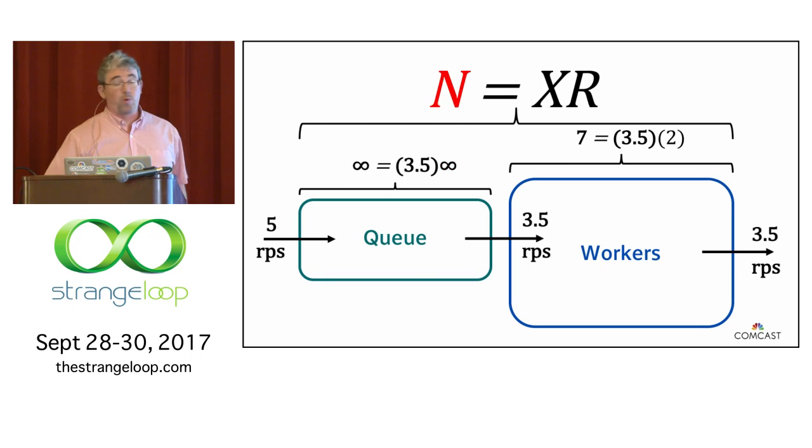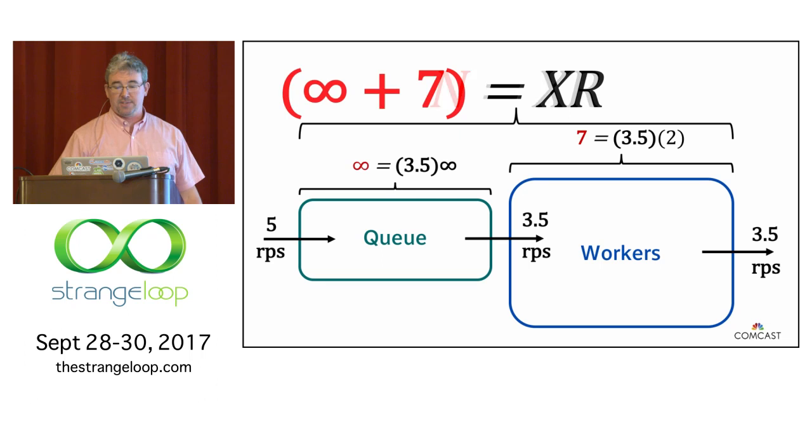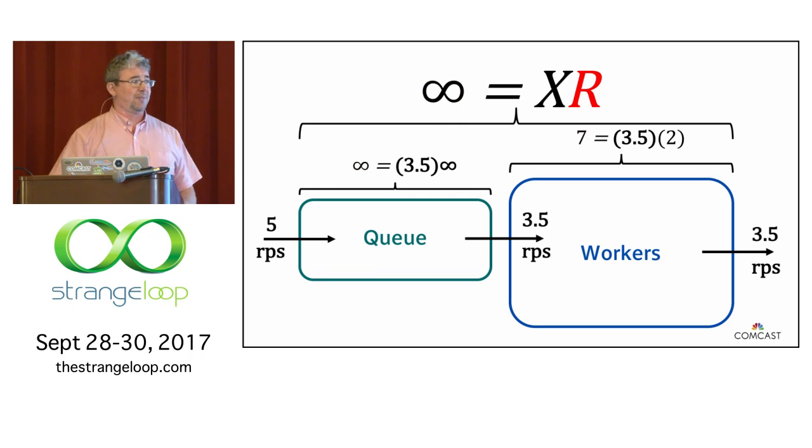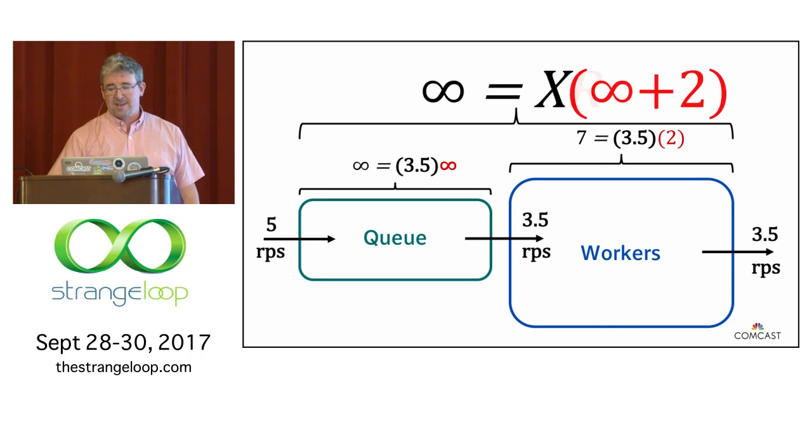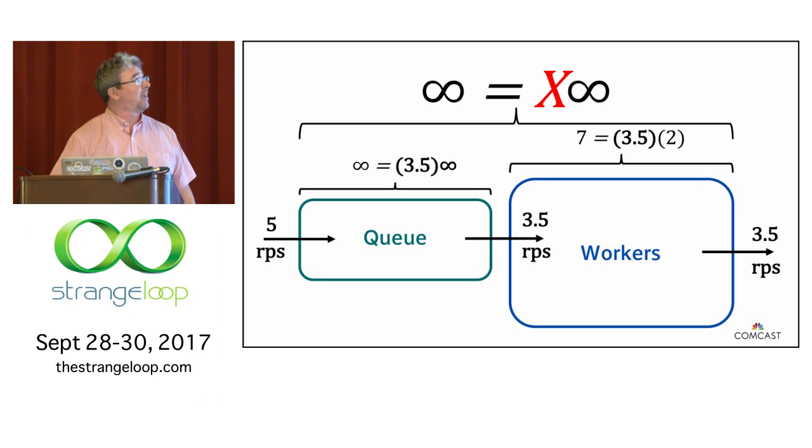So the number of requests present in the entire system, well, that's the number of requests in the queue plus the number that are in the worker threads, right? So that's infinity plus 7, which is infinity. The response time is the amount of time you spend in the queue plus the amount of time you spend being worked on. That's infinity plus 2, which is also infinity. And I'm not exactly sure what x should be here, but it's not something that we really understand.